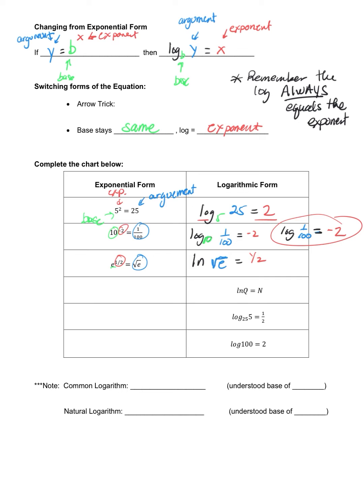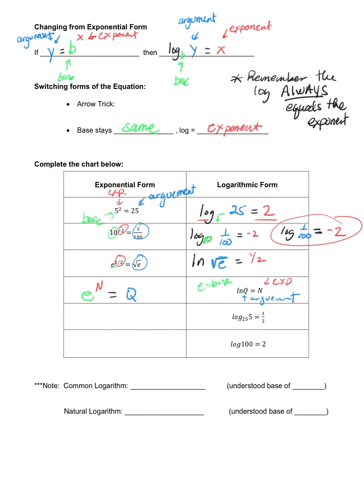Okay. So now we're going to look at going the other way. We have log forms, we're going to go to exponential forms. Okay, so what is our base? Well, if this is ln, we have e is our base. This is your exponent because the log always equals the exponent, so this has to be your argument. Okay, so we have a base of e. The exponent is n, which equals our argument of q.